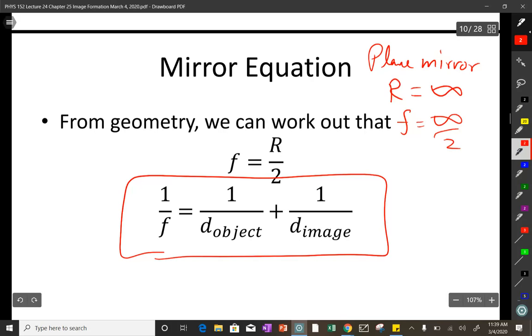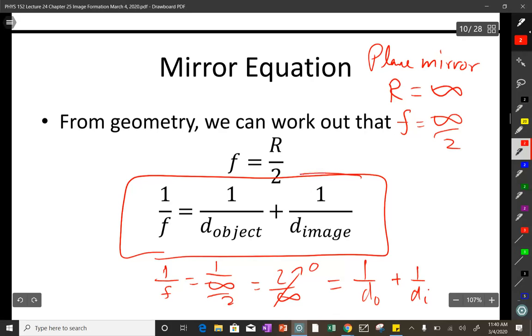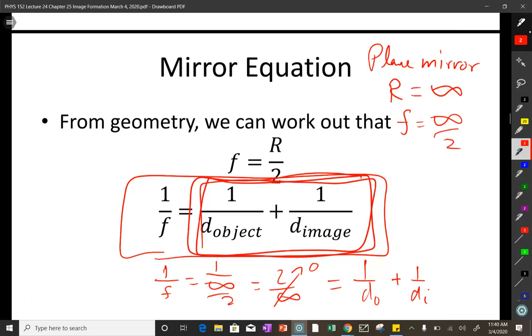And so if I put this in, 1 over the focal length is equal to 1 over infinity over 2, or if you prefer, 2 over infinity, which is, what's 2 over infinity? 0. Equals 1 over distance object plus 1 over distance image. Well, the second part was this right here. I just repeated that. 1 over focal length equals 1 over distance object plus 1 over distance image. But for the plane mirror, 1 over focal length is 0. So that means 1 over distance object plus 1 over distance image is equal to 0.